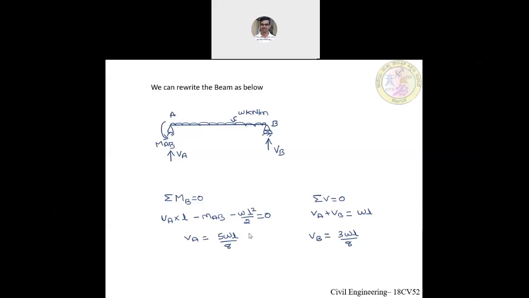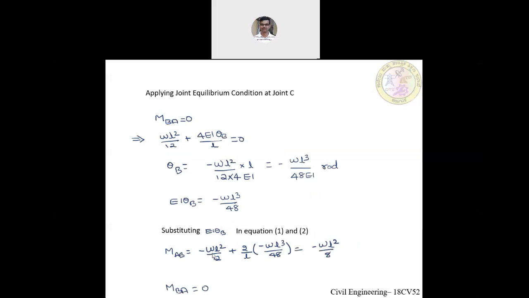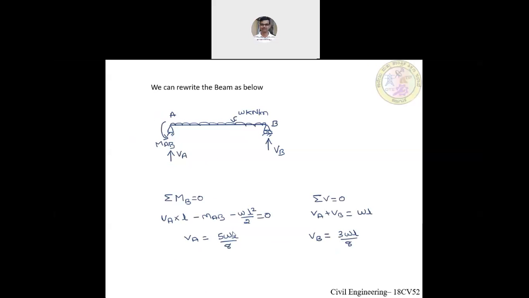From this equation, the only unknown is VA. By substituting MAB, which has already been calculated on the previous slide as minus WL square by 8, I will be in a position to calculate VA, which is equal to 5WL by 8 kilo Newton. Again I will apply another equation of equilibrium, which is summation of vertical force equal to 0.